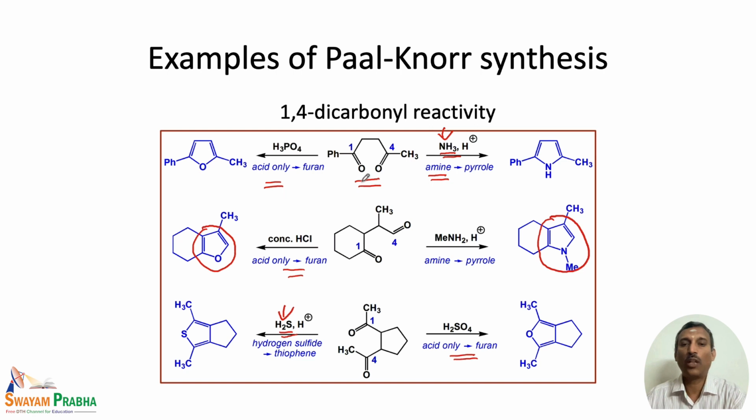So, the 1,4-dicarbonyl compound is the same starting material. Acidic reagents are also the same thing that are used, and depending on whether we use the second substrate, whether it is a primary amine or hydrogen sulfide, the product distribution, especially furan or thiophene or pyrrole formation, changes.